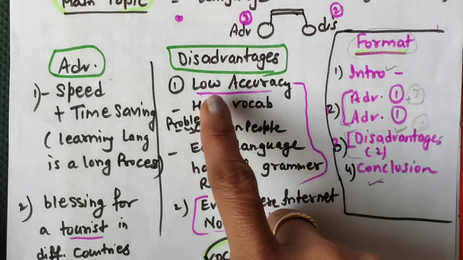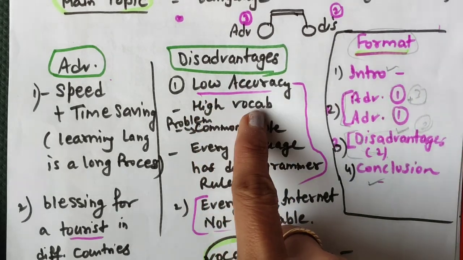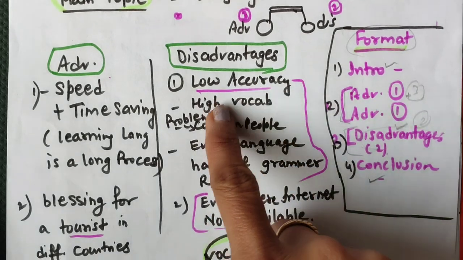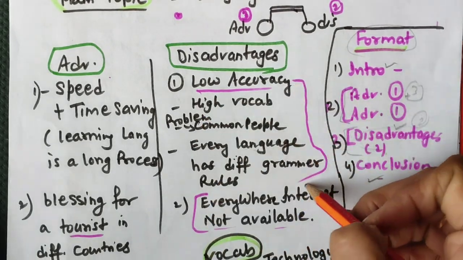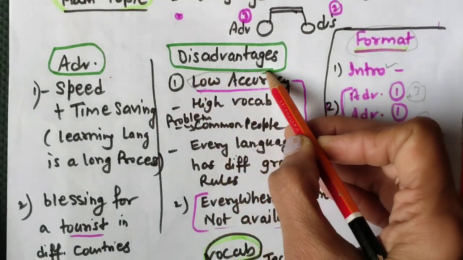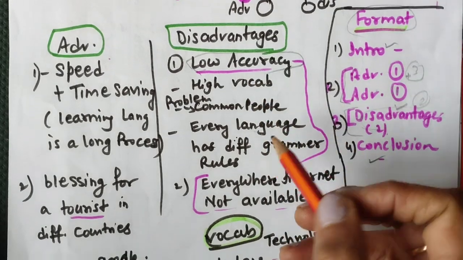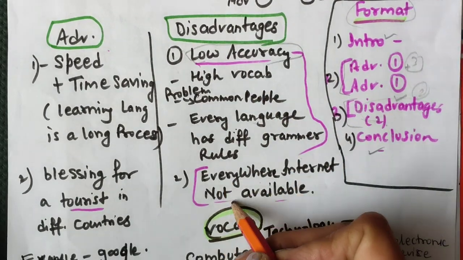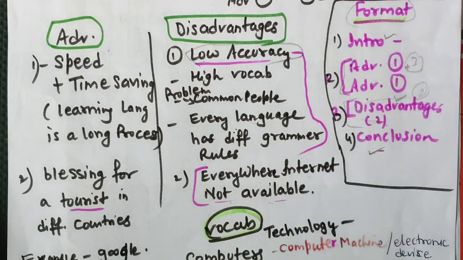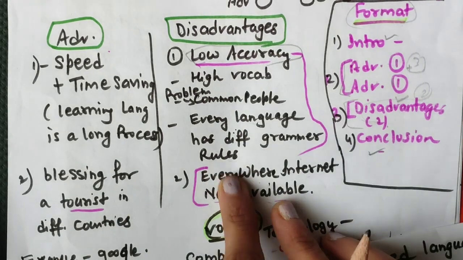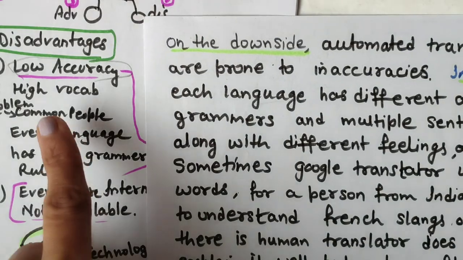Let's talk about low accuracy because of high vocabulary problems. Whatever points came into my mind, I have written down, and for all these points I have made low accuracy through these translator tools. And the second one, the internet is not available everywhere. Okay, so let's start with the first disadvantages body paragraph. The first point is low accuracy.